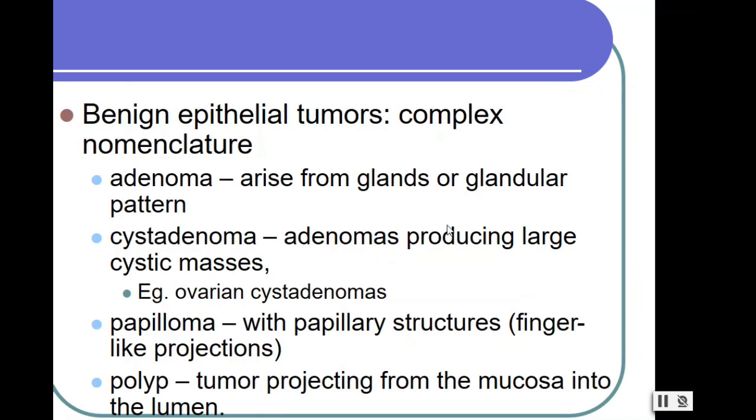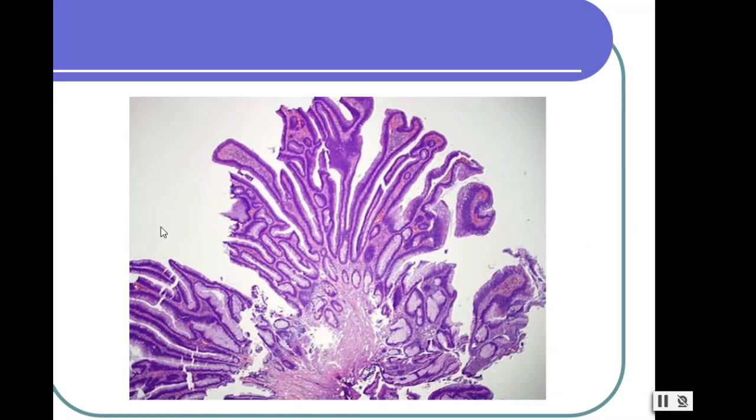Okay? Now, there are benign epithelial tumors with complex nomenclature. We have adenoma, they arise from glands or glandular pattern. Kung may gland sa loob, adenoma. Cystadenoma, adenomas producing large cystic masses, ovarian cystadenoma. Papilloma is with papillary structures, mukhang finger-like projection. And polyp, kung narinig nyo na ito, this is a tumor protruding from a mucosa into the lumen. Para siyang mushroom na tumubo sa lumen.